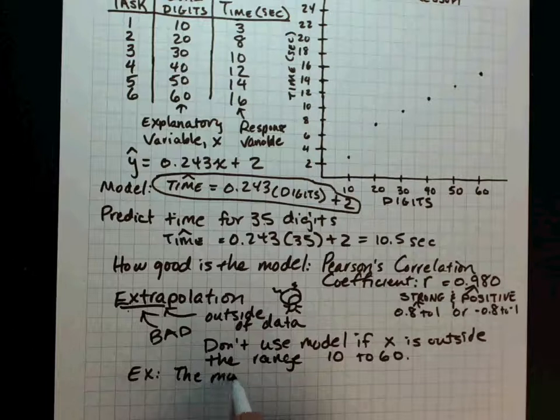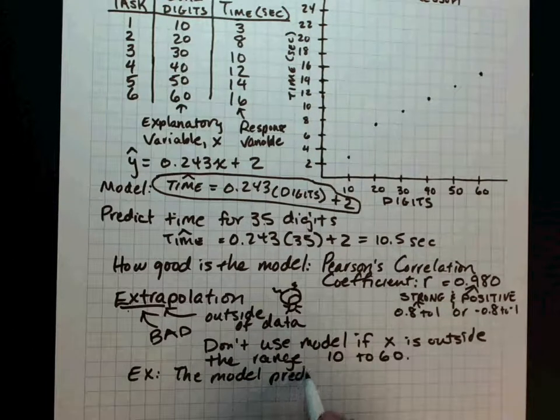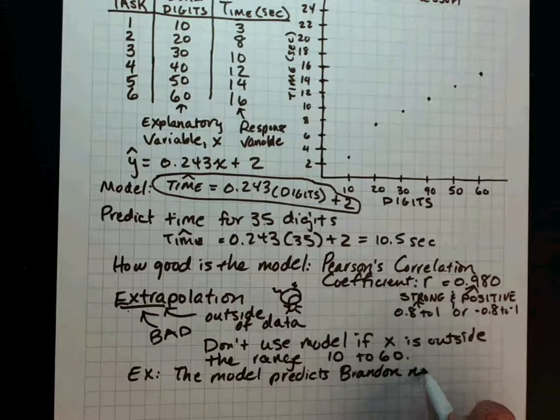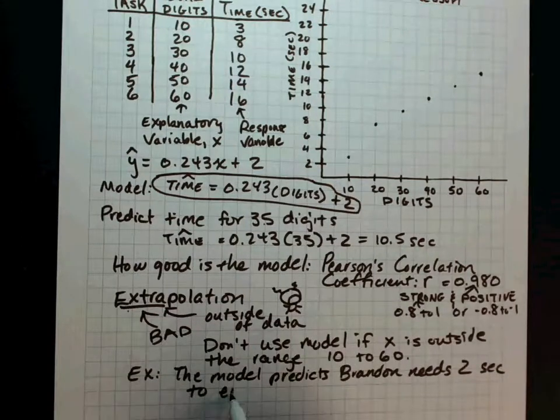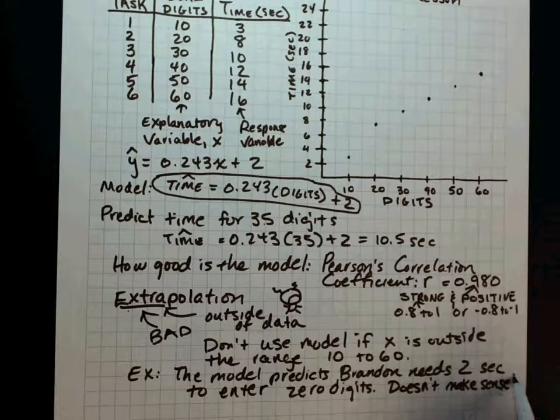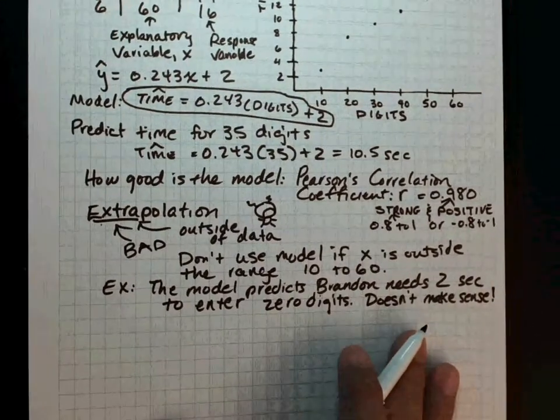The model predicts Brandon needs 2 seconds to enter 0 digits. Does that make sense? No. Doesn't make sense. All right, so don't extrapolate. That's the main idea. All right, now another thing we can look at is something called the coefficient of determination.